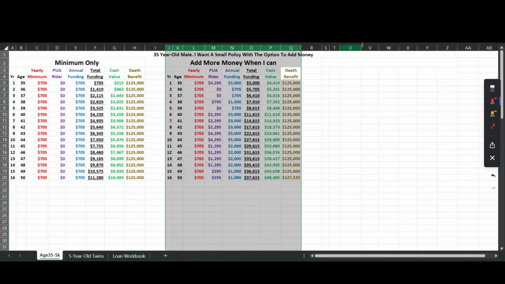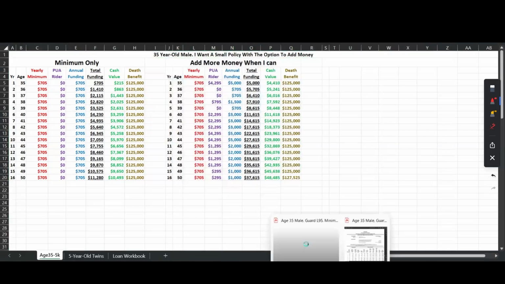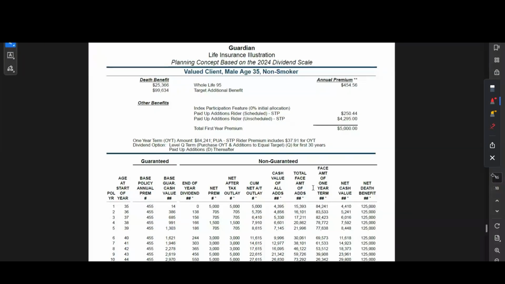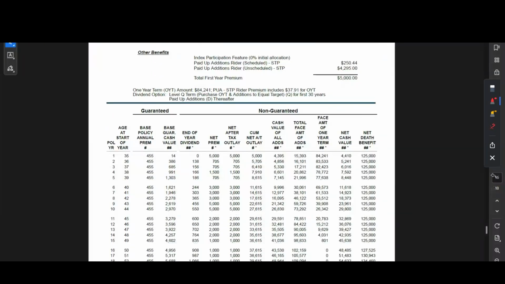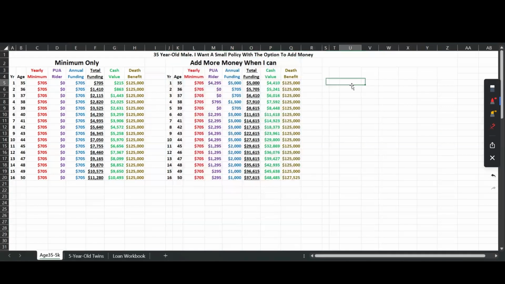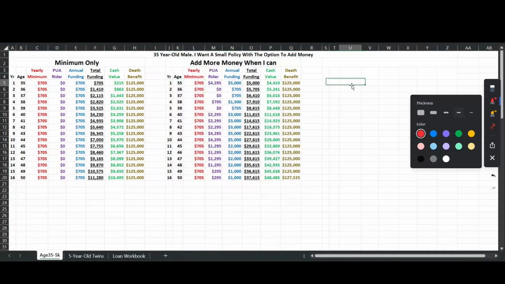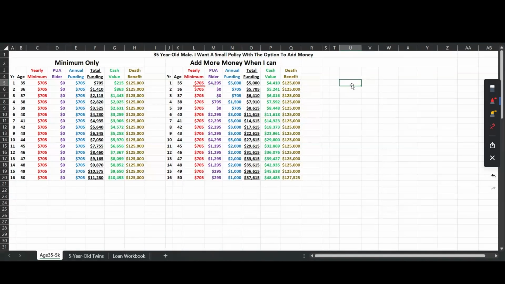Here's the exact same policy. We've got the illustration here too, but we're just going to look at it on Excel. Here, we are starting with a lump sum of money. So we've got our yearly minimum, but we'll assume he says, you know what, I've got cash on hand, money in the bank. If I start out with a $5K lump sum immediately, so my net out of pocket is $5K, which covers my minimum, everything else goes into PUAs. What happens to my policy?